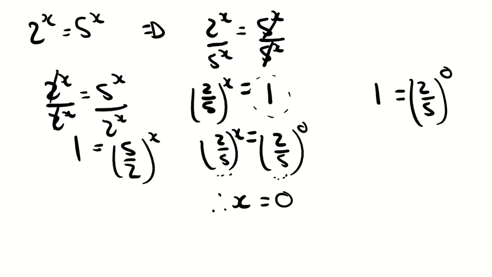We would then need to change 1 into 5 over 2 and raise it to the power of 0 so that it's equivalent to 1. And therefore x would be equal to 0 because the bases would be the same.